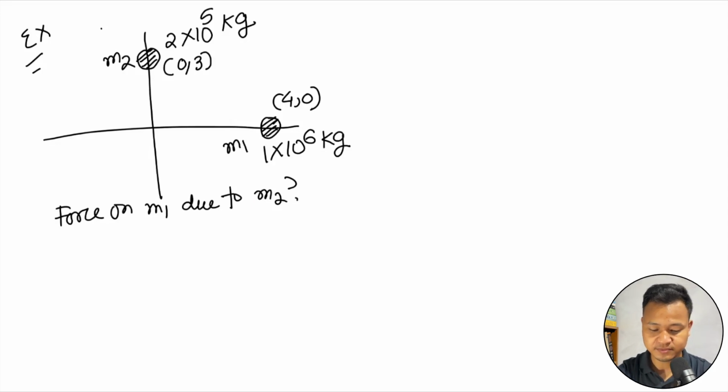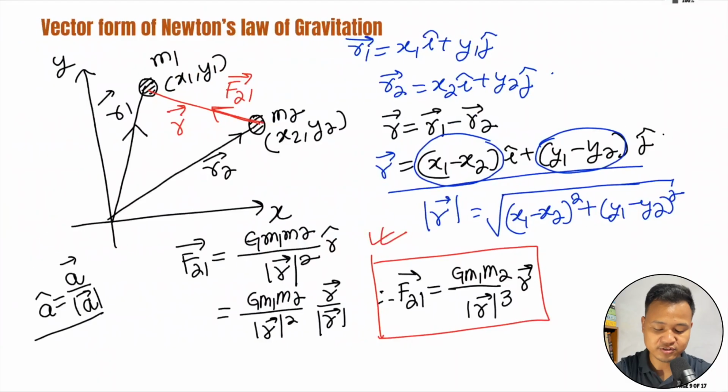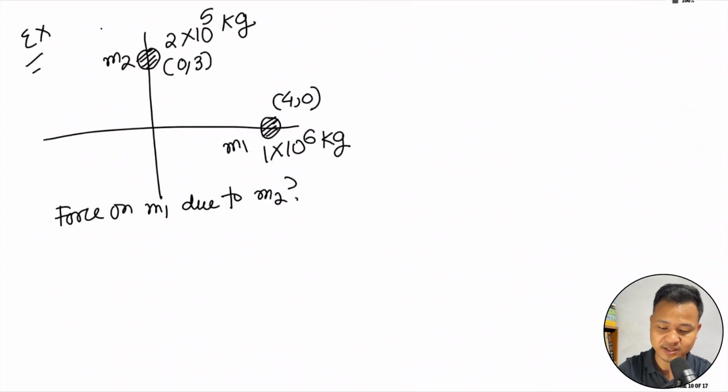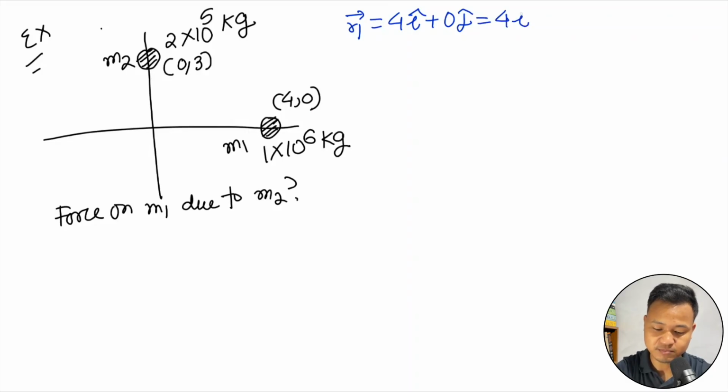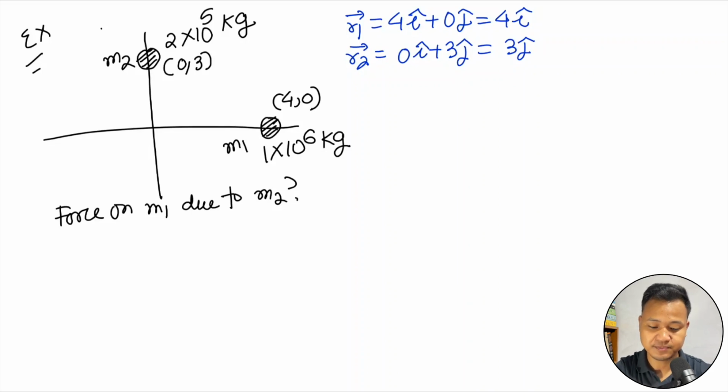Okay, let's see. The formula uses r bar. So r1 is the position of m1. So how can I write here, 4 i cap plus 0 j cap. Okay, so which is simply 4 i cap. And what is r2? r2 is 0 i cap plus 3 j cap. So this is 3 j cap.